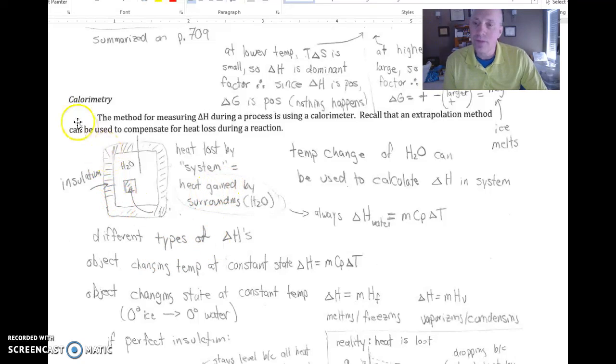Okay, so this is just a quick review of calorimetry. Essentially, calorimetry is a method for measuring the change in enthalpy during any process.